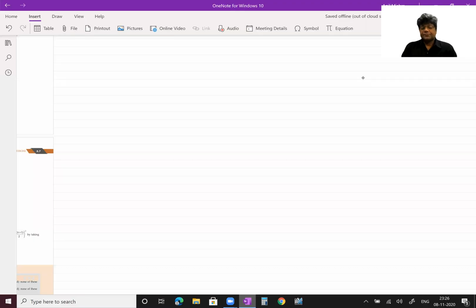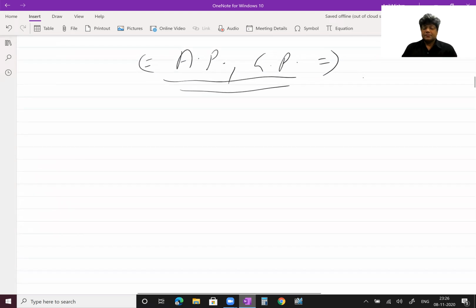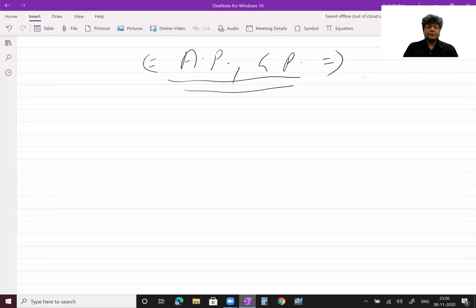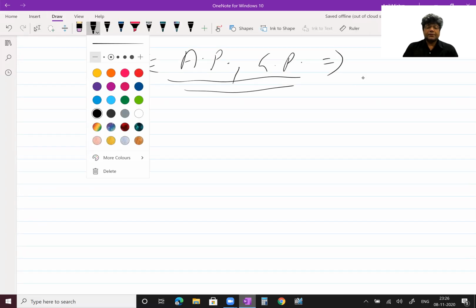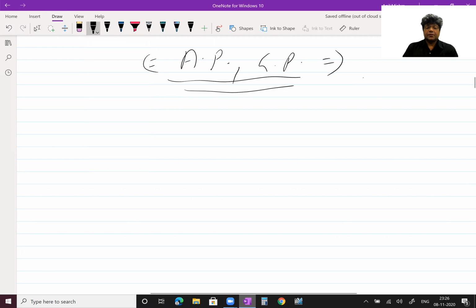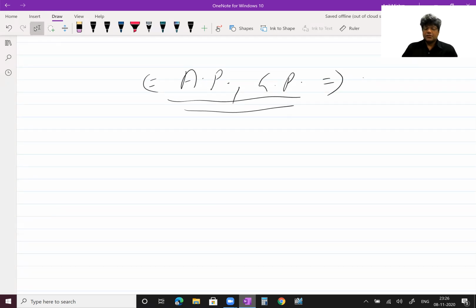Next chapter, that is chapter 6, AP, GP. How many formulas are in AP, guys? Two formulas. Wait. One for the nth term, other for the sum of n terms.